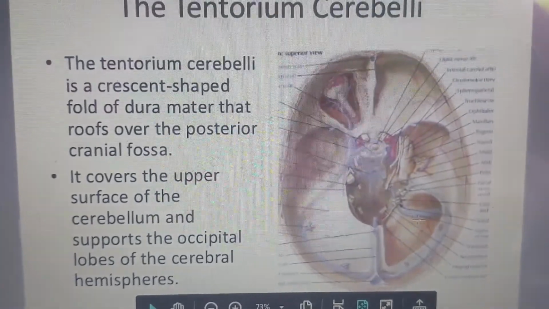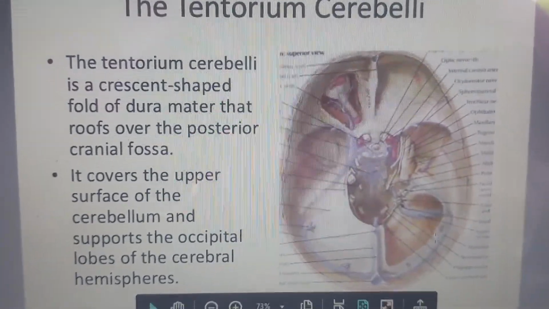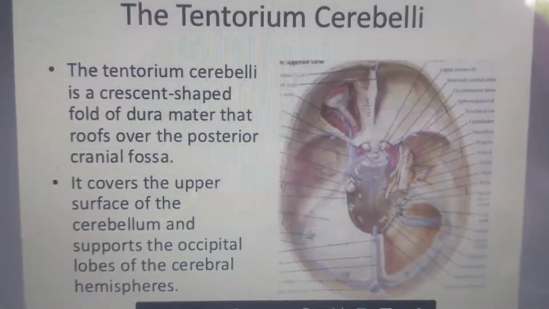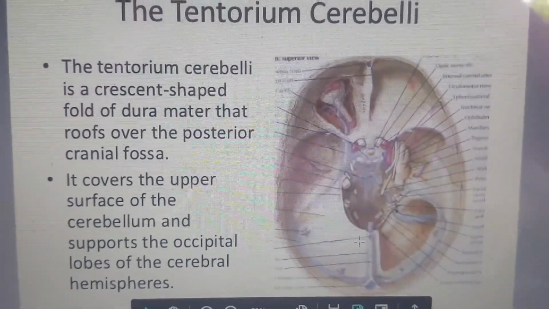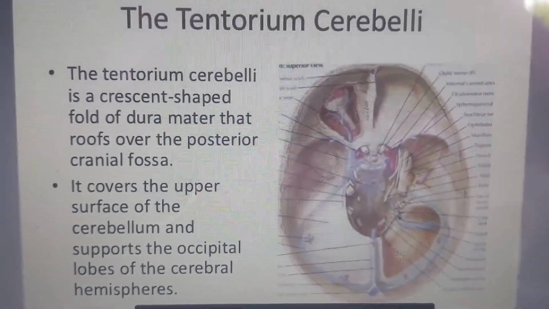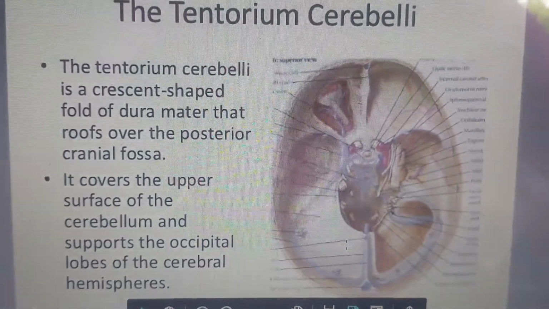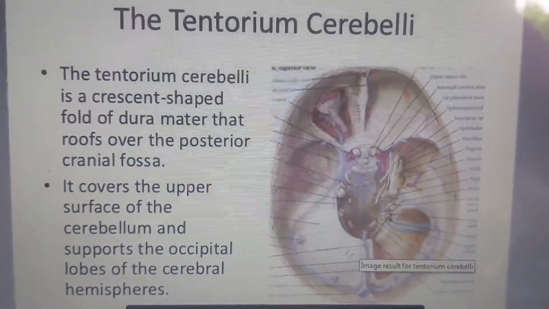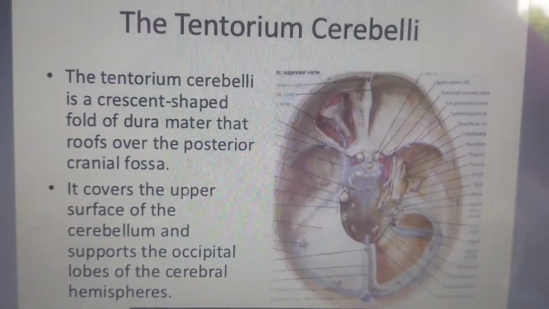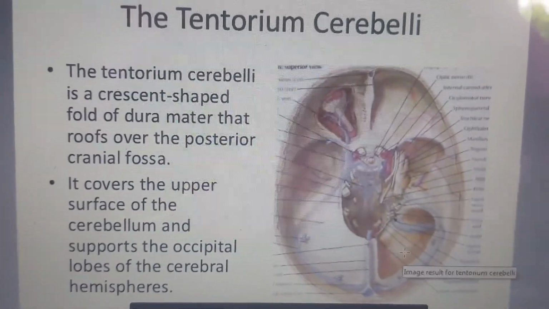So the tentorium cerebelli is a crescent shaped sheet of dura mater, and it is making a roof over the posterior cranial fossa. It also covers the upper superior surfaces of the two cerebellar hemispheres, and it supports the occipital lobes of the cerebrum.